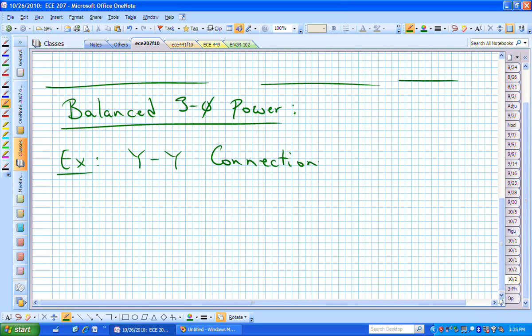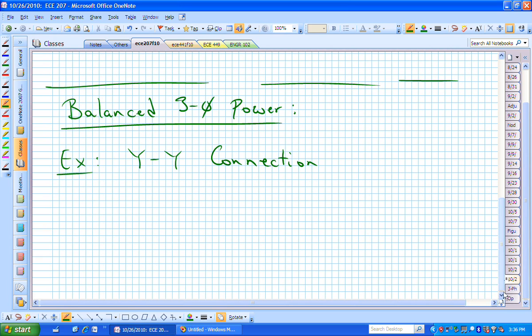on the Y-Y connection. The first Y in that Y-Y is the source. The second Y refers to the load. In this case, it's saying your sources are connected in a Y configuration, your loads are connected in a Y configuration, and those two subsystems, sources and loads, are interconnected with lines.